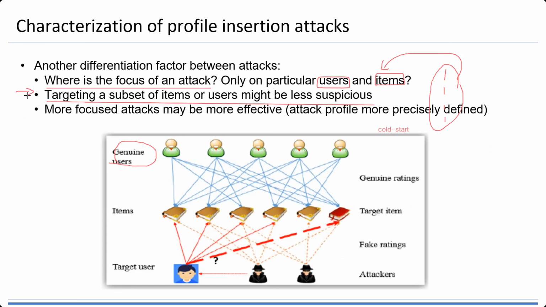I do not teach you to be an attacker, okay, but this is based on some research. If you try to target a small set of items, or a small set of users, it is less suspicious. It means the algorithm may not be able to detect your attack because you just focus on one item or you just focus on one user. More focused attacks may be more effective, to attack a profile more precisely defined. If you want to focus, then it will be more effective. So if you want to learn how to be an attacker, you can learn more about those concepts.